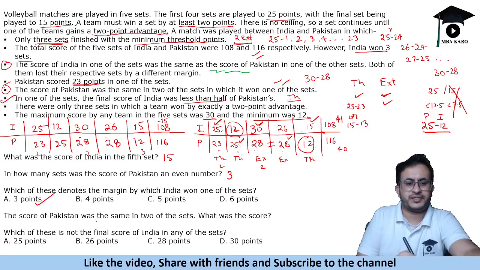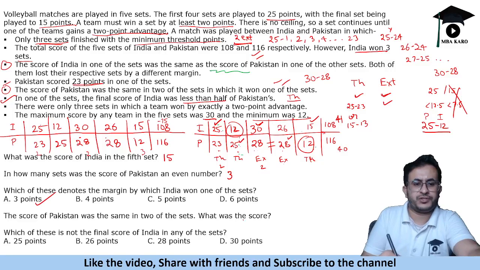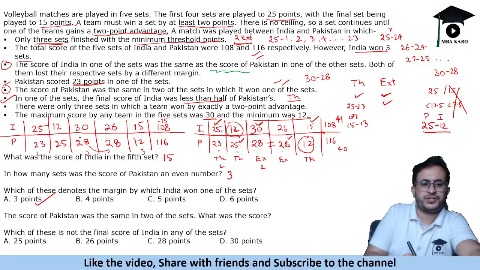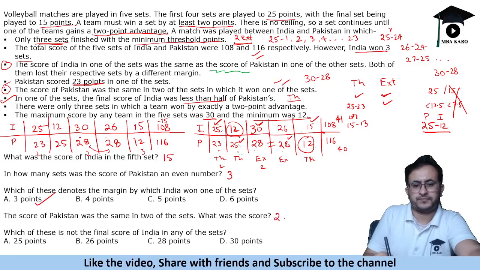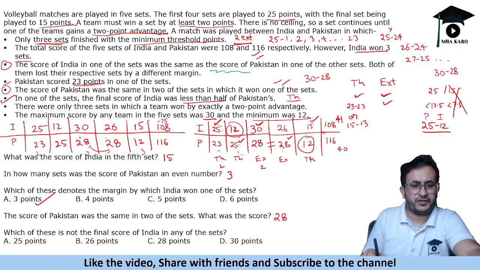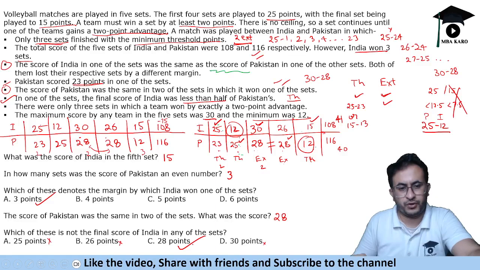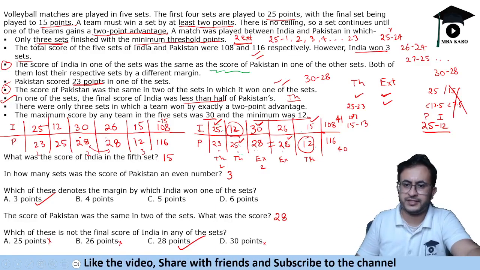The score of Pakistan was the same in 2 of the sets. What was the score? So that same score was 28 points. Which of these is not the final score of India in any of the sets? So India has 25 points in the sets. 26 is also present. 28 is not present. So basically 30 is also present. 28 is not the final score in any of the sets.